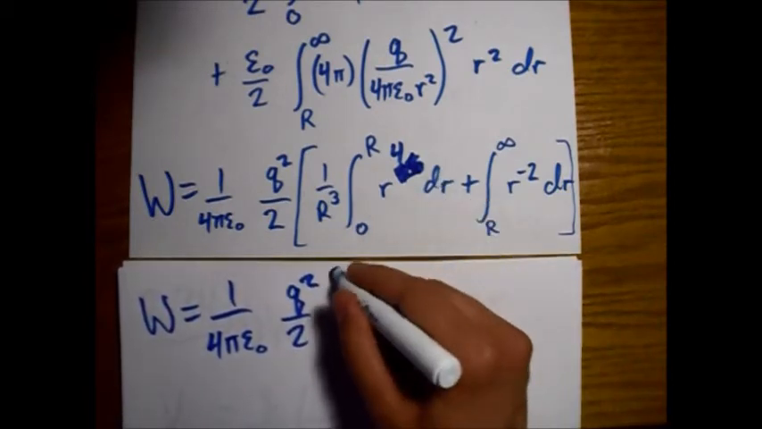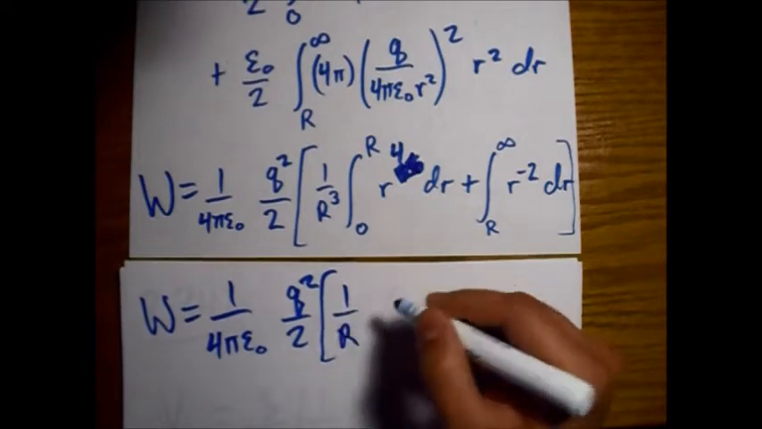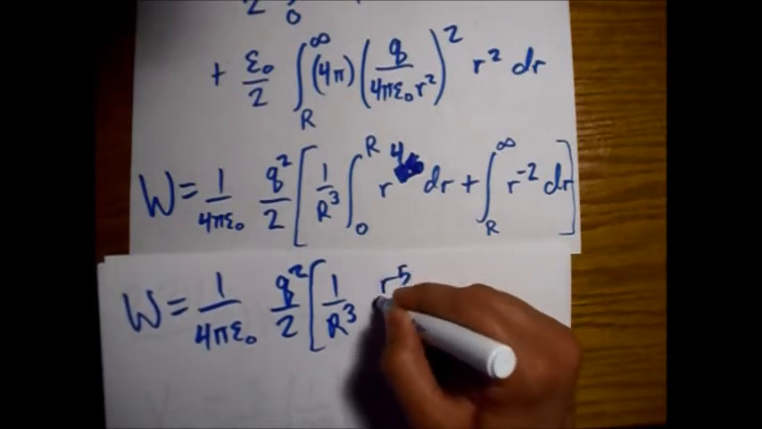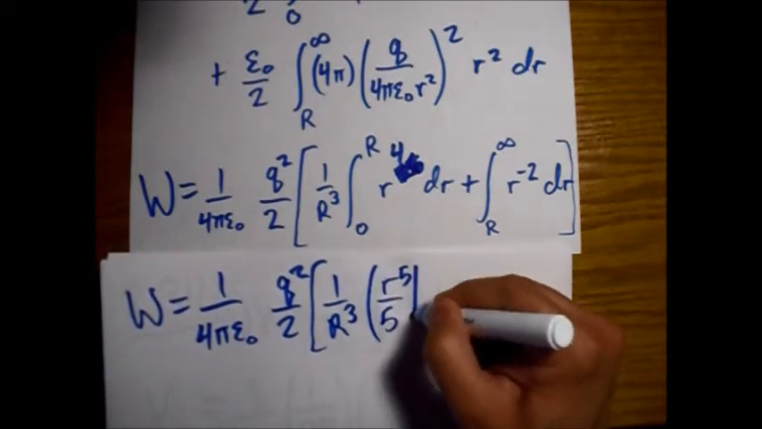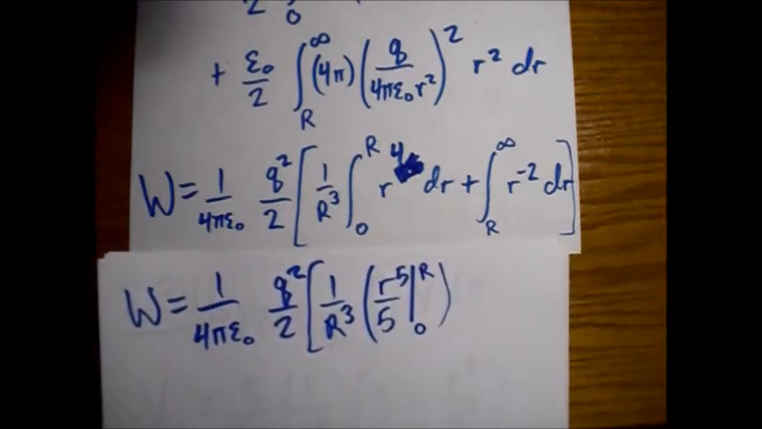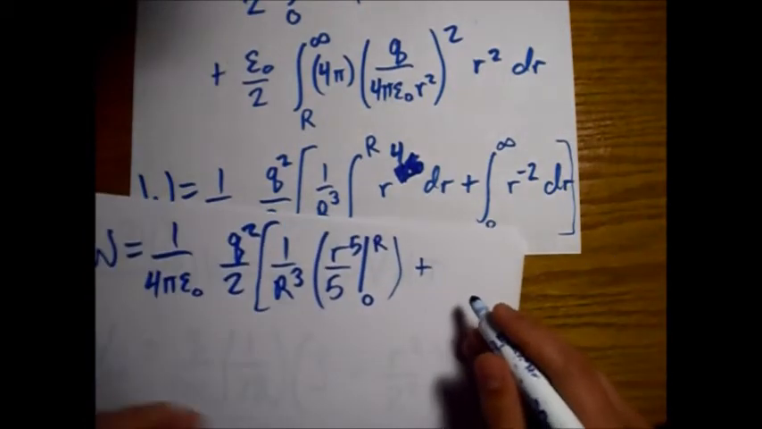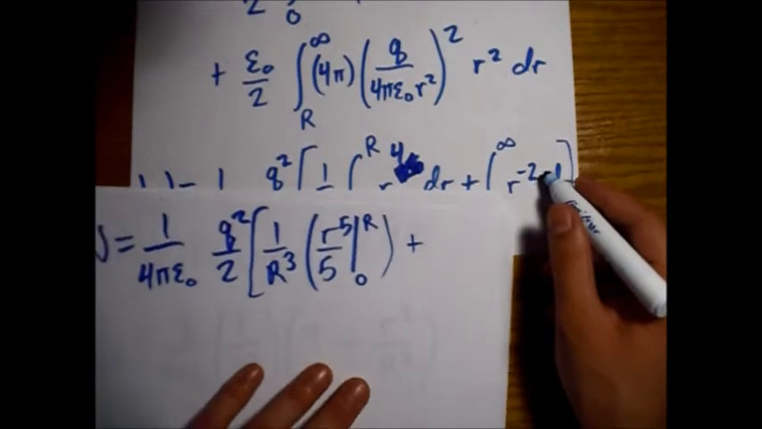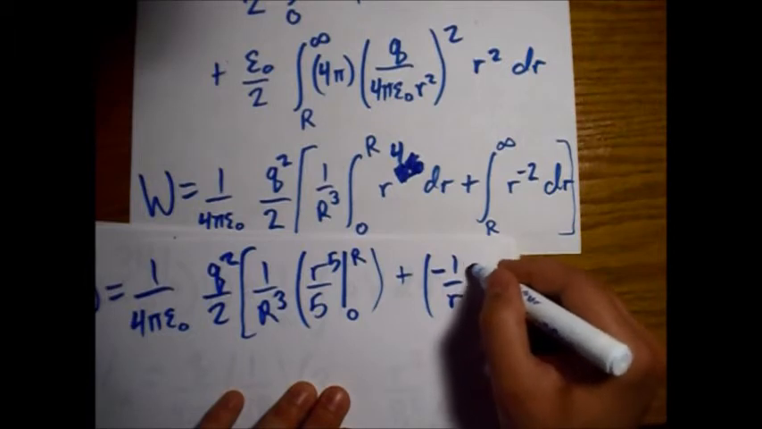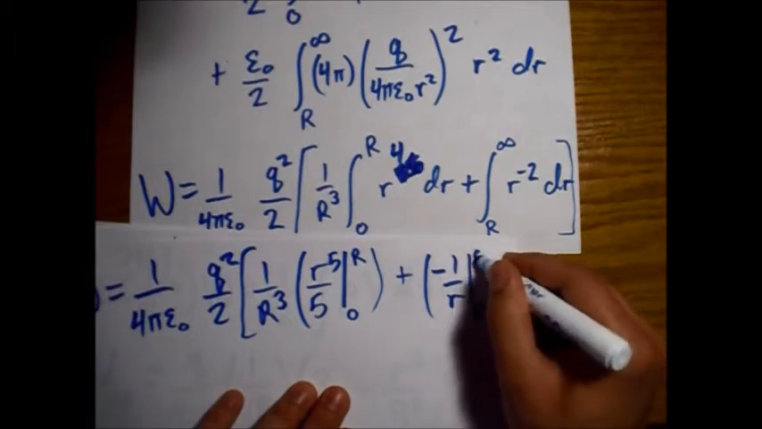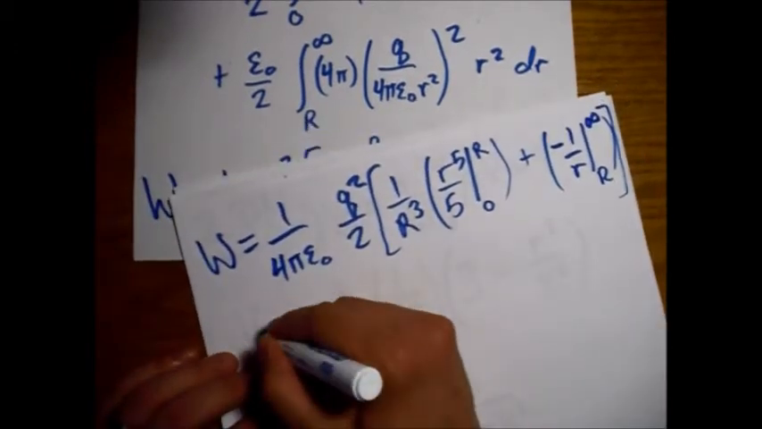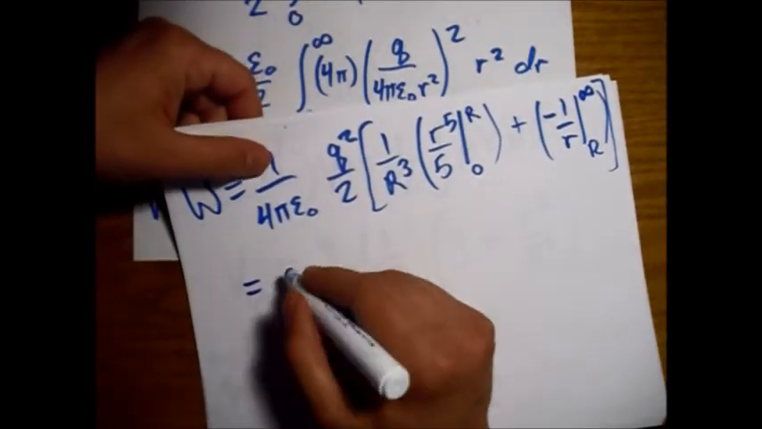So here we go. 1 over r cubed, and now we have an r to the 5th over 5, evaluated from 0 to big R, and plus, okay, this is going to be an r to the minus 1 over minus 1, which is just a minus 1 over r, and evaluated from big R to infinity.